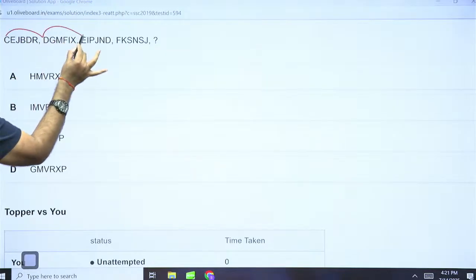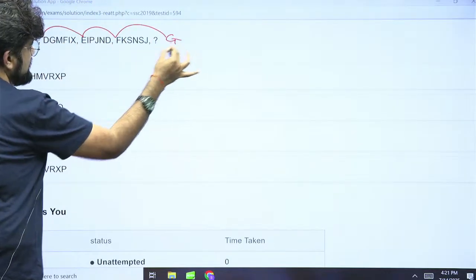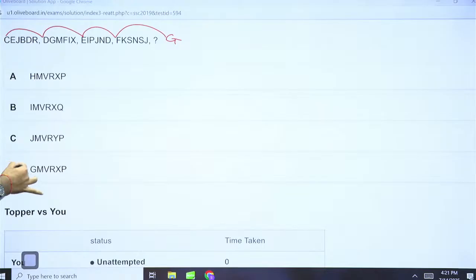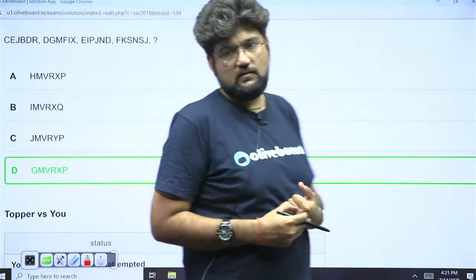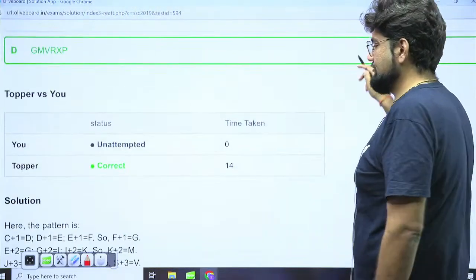3, 4, 5, 6, 7. So we'll start with G. Okay, there is only one answer. 5, 7, 9, 11, 13. So GM, I think option D is the right answer. Cool. 14 seconds.